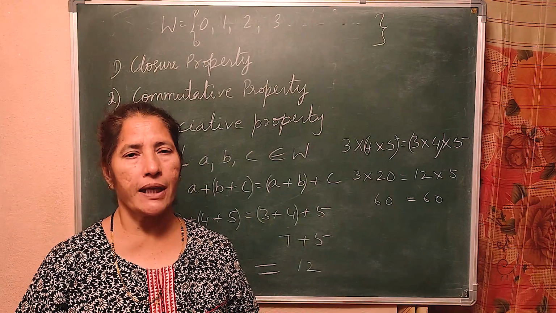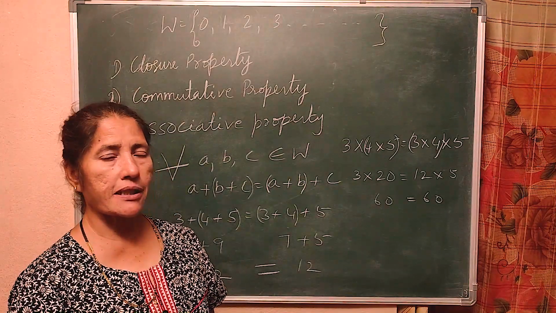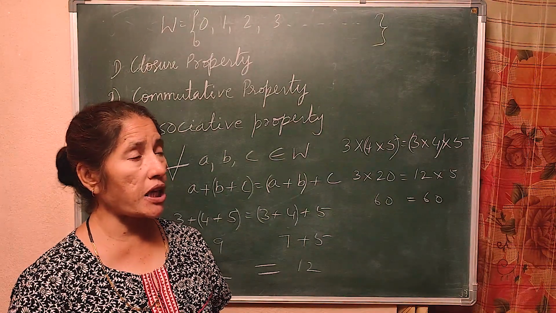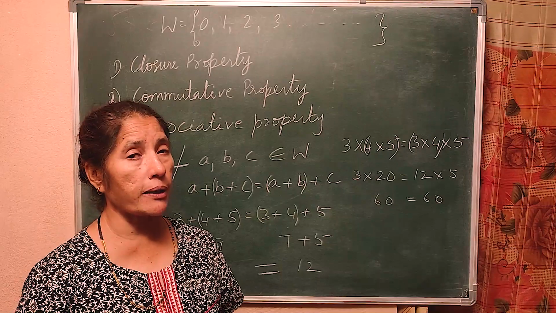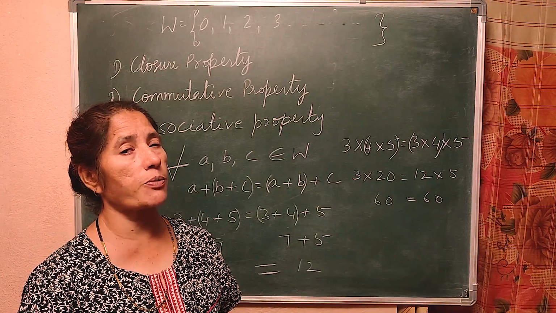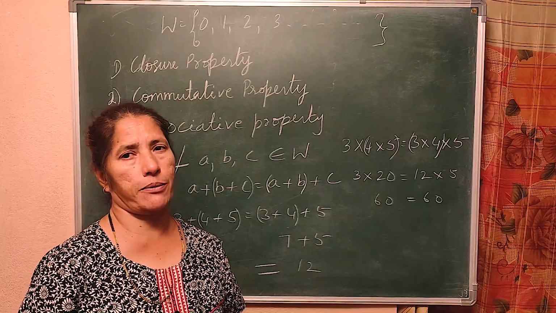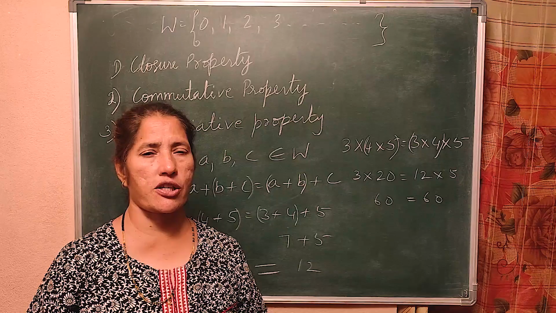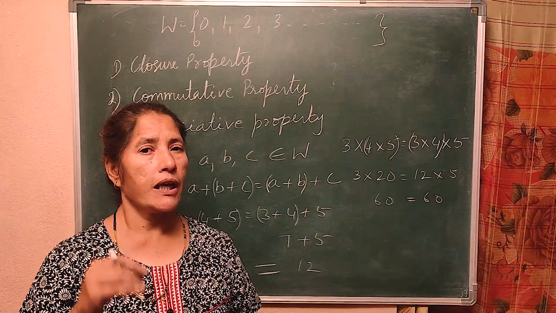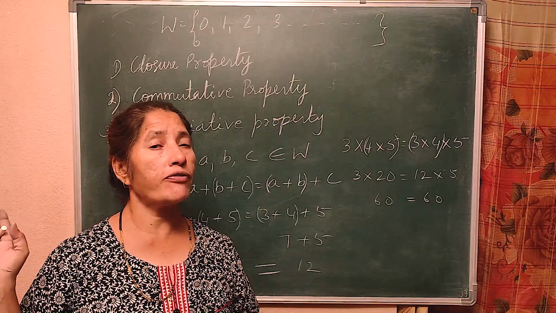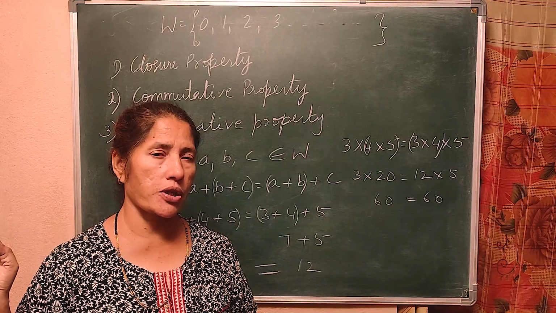You understand? In the set of whole numbers, commutative property holds good with respect to addition and multiplication. In the set of whole numbers, associative property also holds good with respect to addition and multiplication. Now, which is the additive identity? What is the meaning of identity? If you add that number, the value of that number should not change.